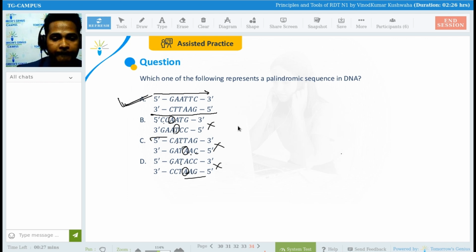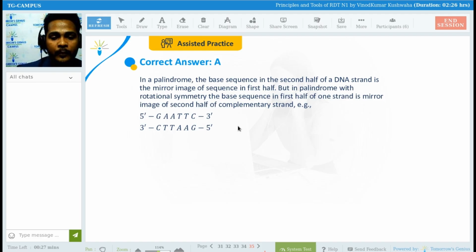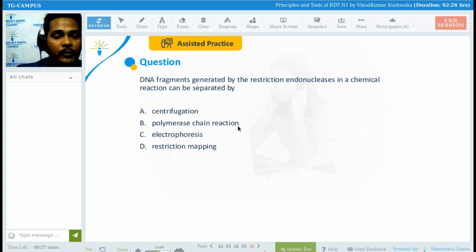Okay. Go for the next one. Next question. Sasidharan, pay attention on this question. Next question: DNA fragments generated by the restriction endonuclease in the chemical reaction can be separated by centrifugation, polymerase chain reaction, electrophoresis, or restriction mapping.